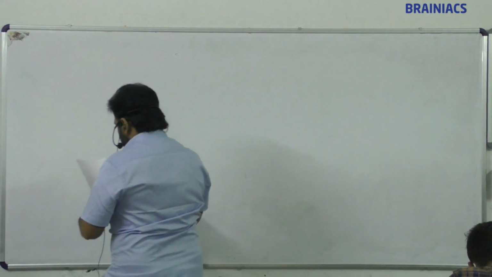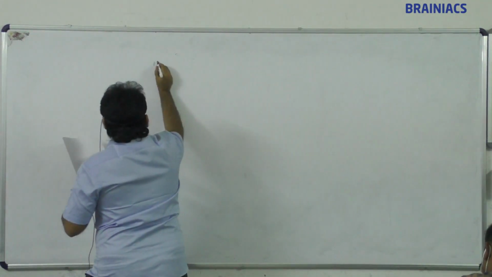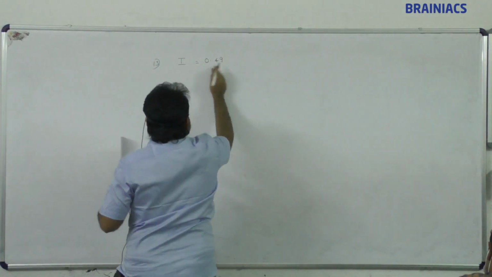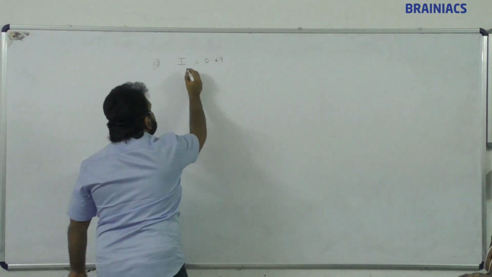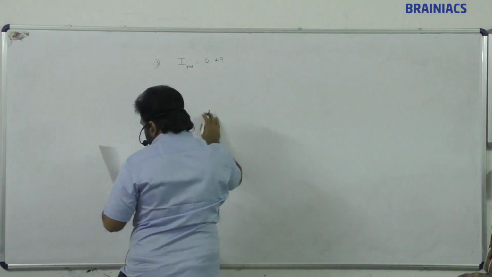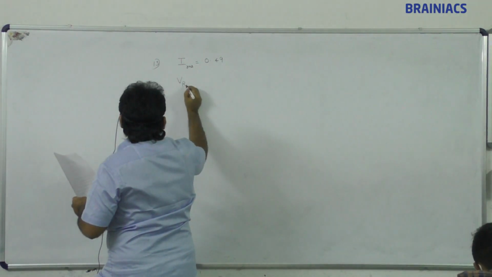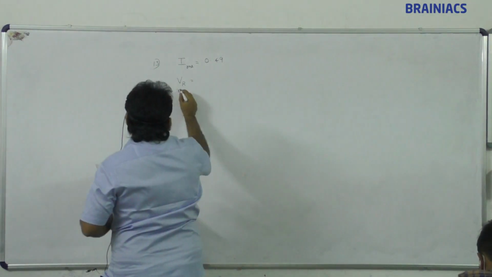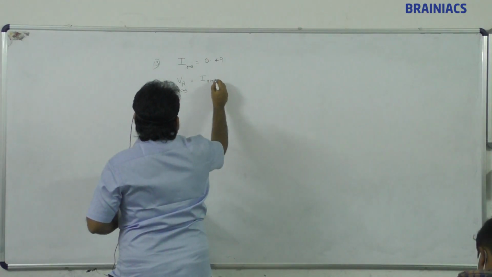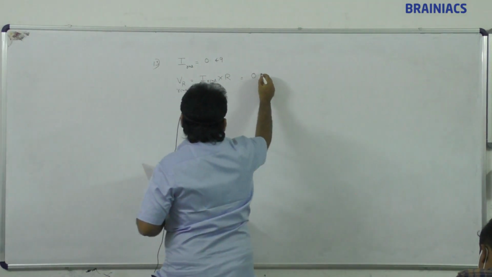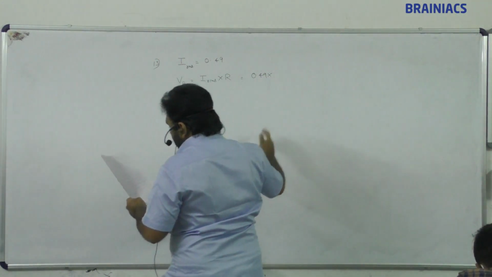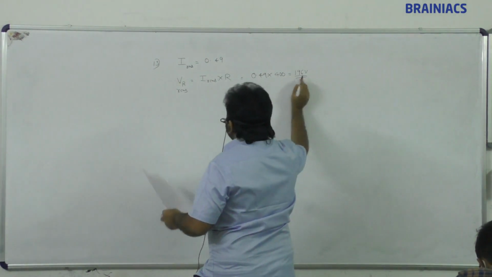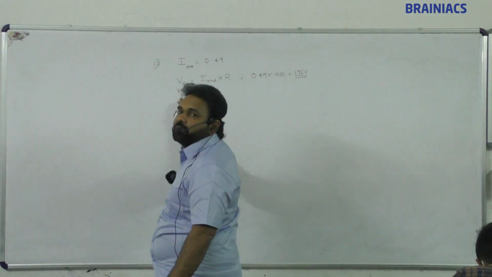So current is given in this question, question number 13. Current is given as 0.49. What current is this? RMS current. What are they asking? Voltage across resistance. They are asking the RMS value. So this is nothing but IRMS into R. 0.49 into the resistance, which is given as 400. Whatever we get, that is the RMS voltage across the resistance.